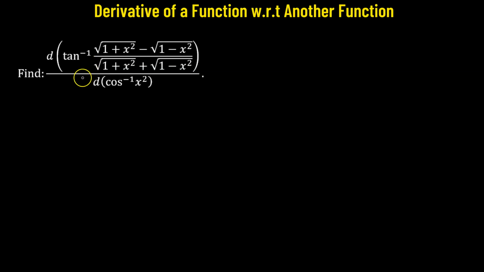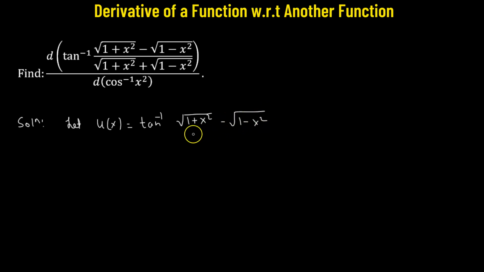Here in this problem, we need to obtain the derivative of the inverse tangent of the given expression with respect to cosine inverse of x squared. To begin with, we will make an assumption here. We will consider that u, which is a function of x, is equal to inverse tangent of square root of 1 plus x squared minus square root of 1 minus x squared, divided by square root of 1 plus x squared plus square root of 1 minus x squared.